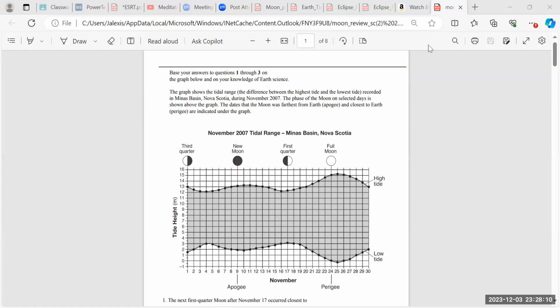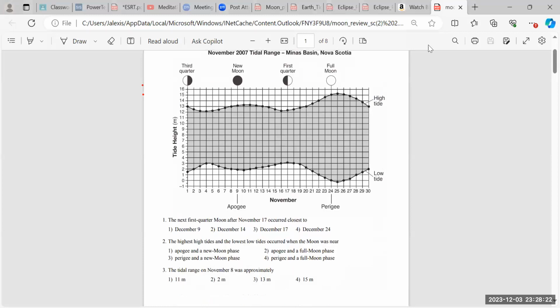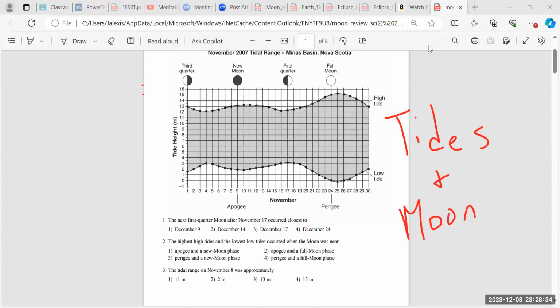So we're going to be going over the review of the moon review. I do just want to emphasize that there are some similar questions that you'll see on the video. For example, if you want to look for the walkthrough for numbers 1, 2, and 3, you're going to check out my Tides and Moon questions videos. I give a breakdown, so you can head over there and see the breakdown of the first 3 questions.